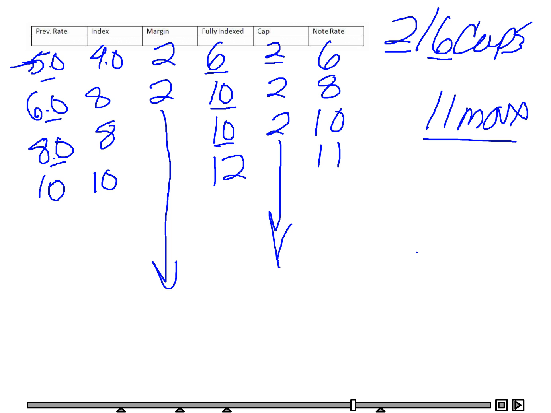So even though the fully indexed rate is 12, and that 12 is within the periodic cap for this adjustment period, it's not within the lifetime cap. So the loan will cap out at the 11%.